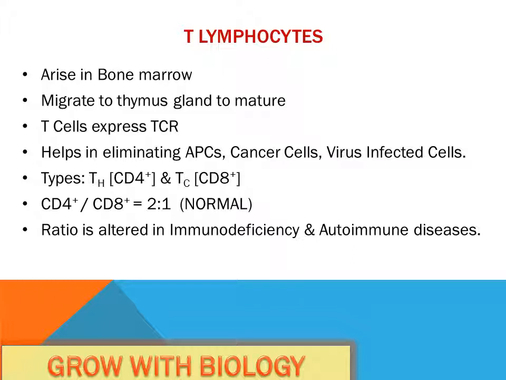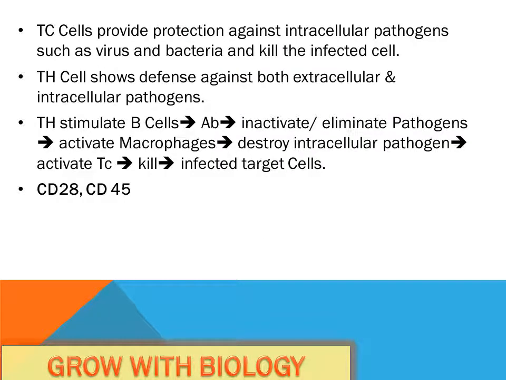In normal human beings the ratio of CD4 to CD8 is 2:1. If the person has any immunodeficiency or autoimmune disease, then the ratio will get altered. The ratio will be 1:2 in case of CD4 to CD8. Tc cells provide protection against intracellular pathogens such as viruses and bacteria, and they kill the infected cell. Th cells show defense against both extracellular as well as intracellular pathogens.